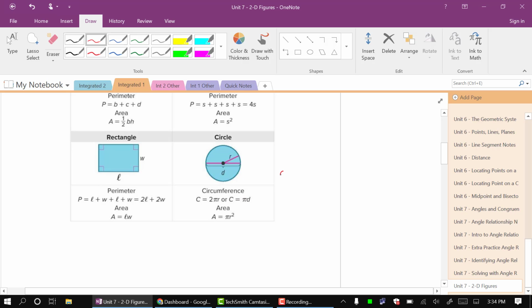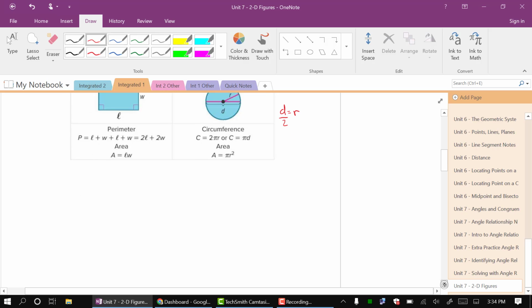If you have diameter, you're going to take the diameter and divide it by 2, and that'll give you your radius. So if you have the diameter, you need your radius for the area. The area is pi times radius squared. So you take whatever your diameter is, divide by 2, and that'll give you your radius. So let's go ahead and try out some problems.